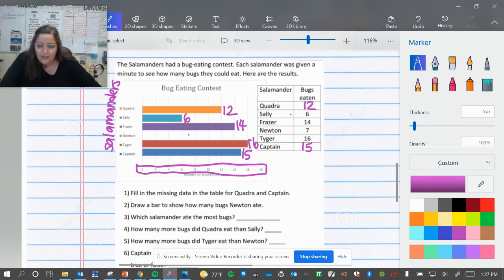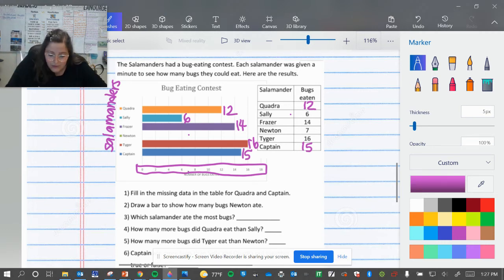Can you look on the chart and see how many bugs that Newton ate? Check out that chart. Newton ate how many? 7. Oh my gosh, guys, I don't see a 7 down here. What am I going to do? Where is 7 going to be located? Think about it. Look at that scale. Where's it going to be located?